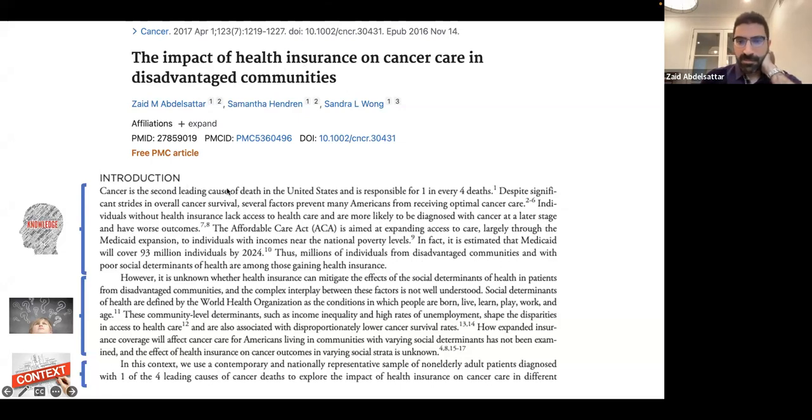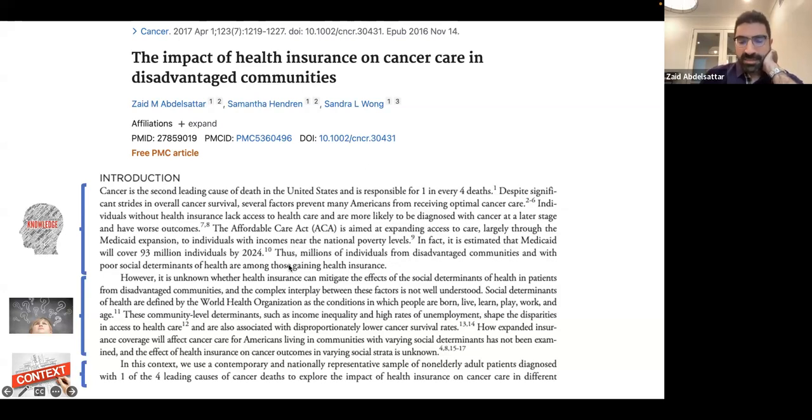So we talked about cancer, that's the 1 keyword. We talked about health insurance, which is the Affordable Care Act, especially at that time, that was a hot topic. And then disadvantaged communities. So we have to figure out who is disadvantaged. And at that time, Medicaid served underserved people or disadvantaged communities. And these are the proportion of patients who are going to be most affected by the policy changes at that time.